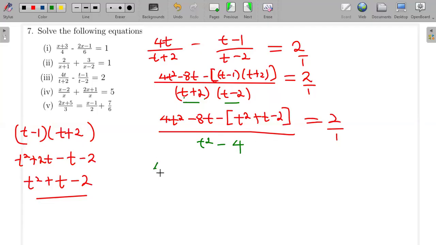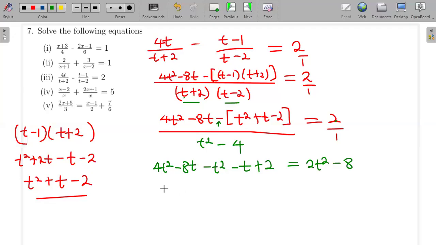Okay, so here I have 4t squared minus 8t. This negative here is going to multiply throughout. So minus t squared minus t plus 2. And then I multiply by 1, I still get the same expression, equals. Then 2 multiplied by this, I get 2t squared minus 8.